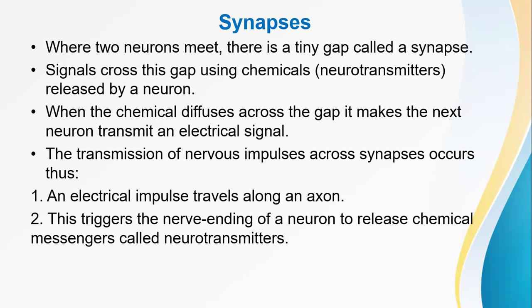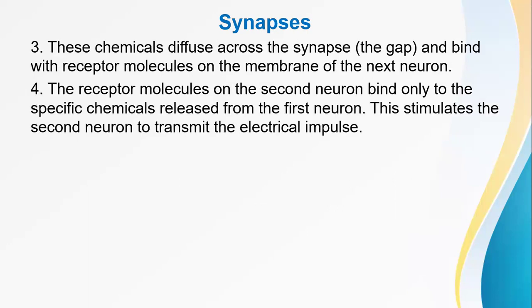Now, the transmission of the nervous impulses across the synapses occurs thus. First, the electrical impulses travel along an axon. Second, this triggers the nerve ending of a neuron to release chemical messengers called neurotransmitters. Also, these chemicals diffuse across the synapse, the gap, and bind with the receptor molecules on the membrane of the next neuron.